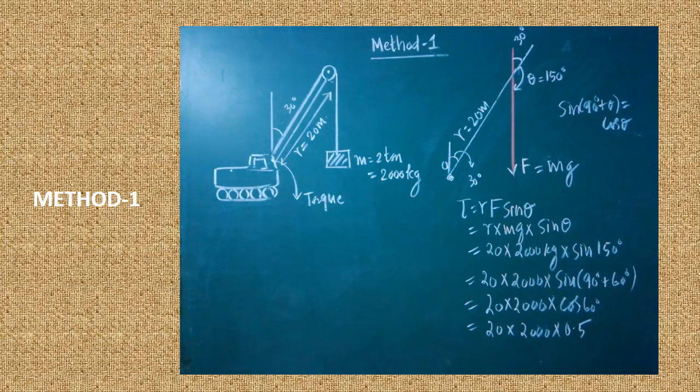Any doubt on this? Here the g must be substituted. Instead of g, 10 must be written. 2000 is substituted, 20 is substituted, and this value becomes 0.5. After multiplying, you will get 40,000, and 40,000 into 0.5 becomes 2 into 10 to the power of 5 Newton meter.